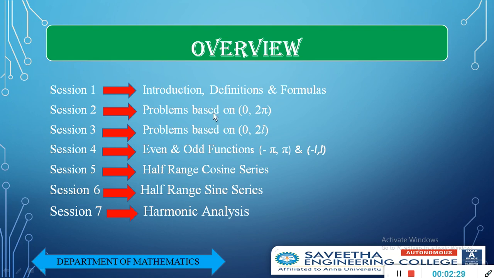The formulas must be simple. Those formulas occur in the following sections: 0 to 2L, even and odd functions, half-range cosine series, half-range sine series. Only one formula is enough; by changing it slightly we will get the remaining formulas.